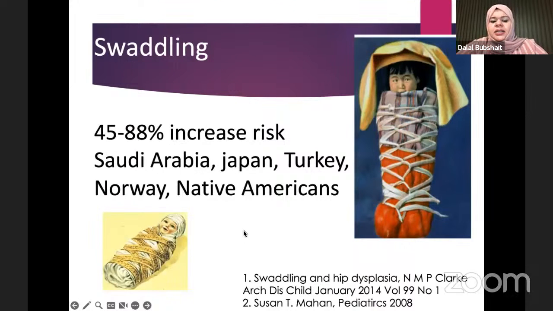Now, swaddling, it's in a specific area of the world where they use this swaddling process. So Saudi Arabia and the GCC countries, Japan, Turkey, Norway, and the Native Americans, they do the swaddling process for kids. I don't know why. I couldn't explain it except just to restrain. And swaddling alone increases the percent up to 88%. And in one of the studies in Turkey, where they banned swaddling for a year in 2005, the risk of DDH decreased by 15%, which is significant. So swaddling alone is a risk factor.